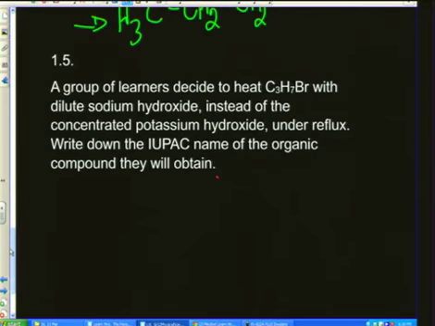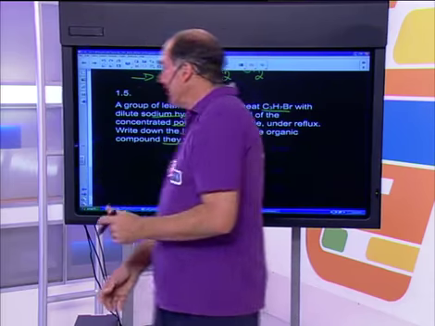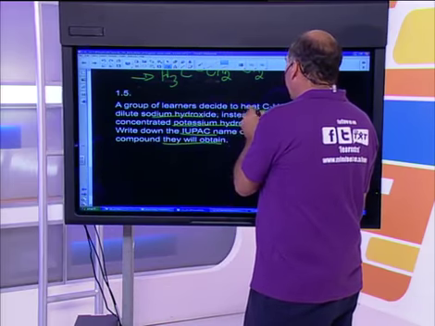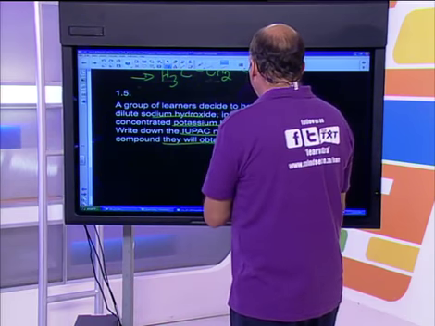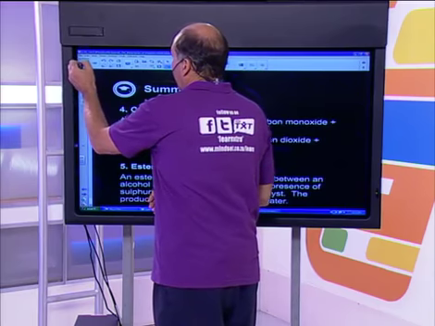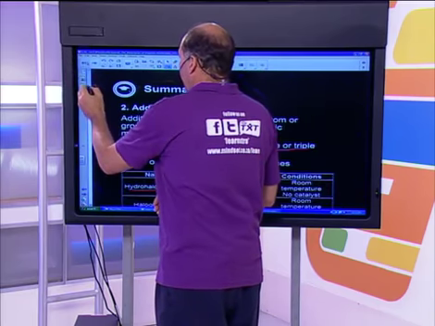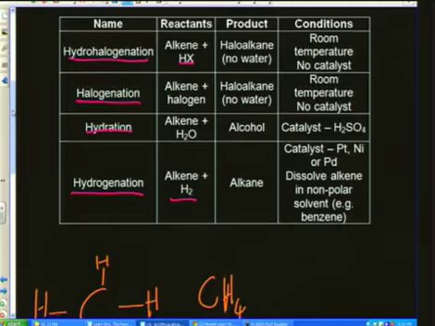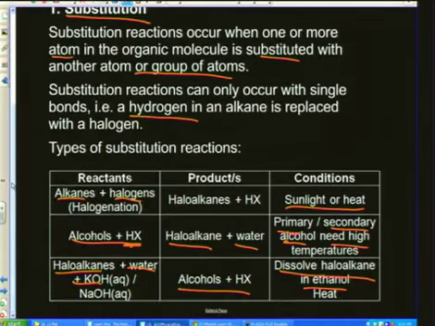It says a group of learners decided to heat that with sodium hydroxide instead of using concentrated under reflux. Write down the IUPAC name of the organic compound that they'll form. So now they're using dilute sodium hydroxide, and they're heating it as well. So we want the IUPAC name. Guys, you've got to remember the substitutions that are happening here. So let's just go back to our summary notes and make sure that we've got these correct, so that you can be very clear that you've got them sorted out.